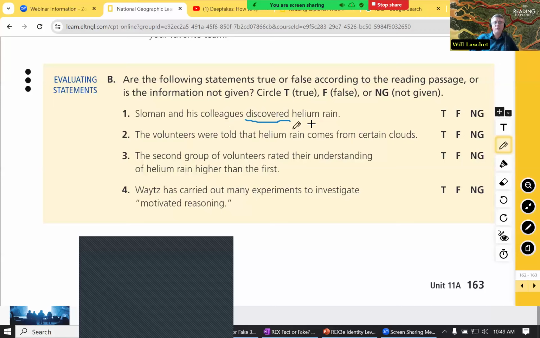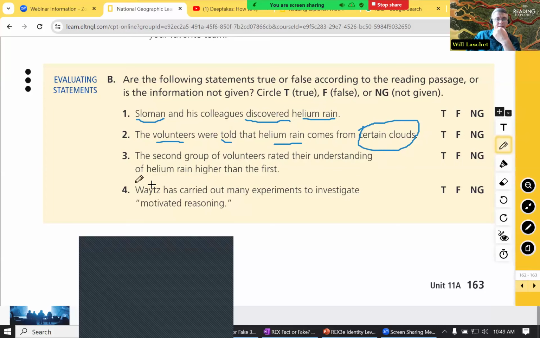So we've got here true, false, or not given. Let's go back and look. We're going to look for our keywords, Sloman and helium rain. In fact, let's mark up all the questions first and then check them, right? So the second one, the volunteers were told that helium rain comes from certain clouds. So volunteers told, helium rain, certain clouds. I'm going to highlight that.